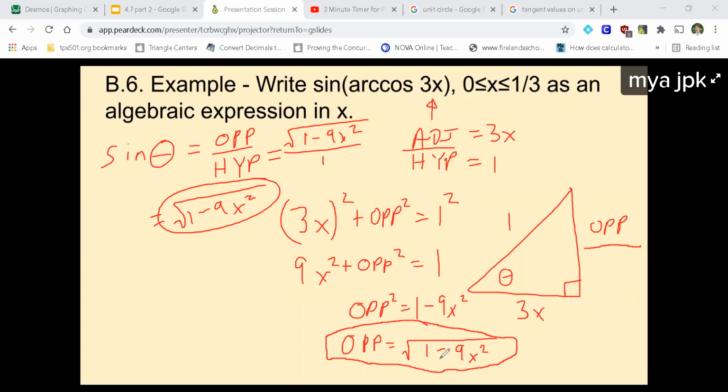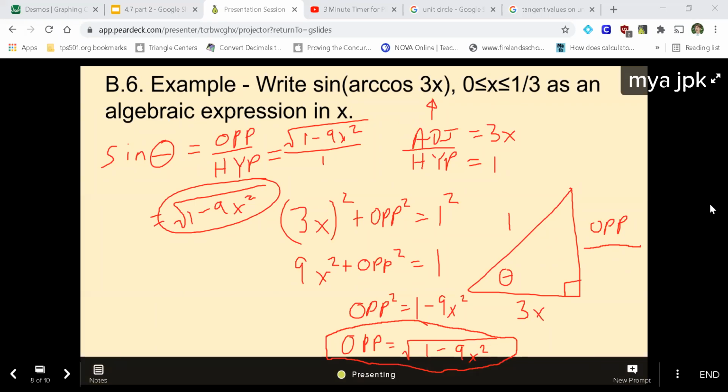So questions on this problem? No? Okay. That's the end of class. That was it. That's the last problem.